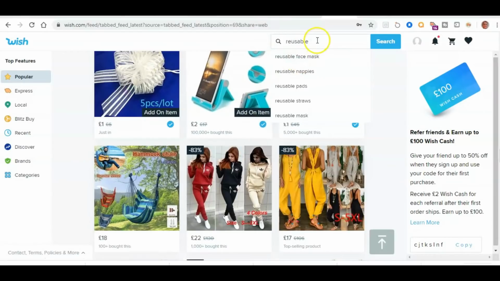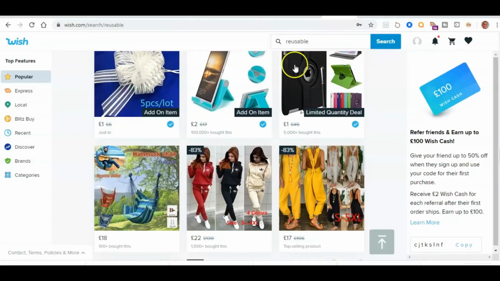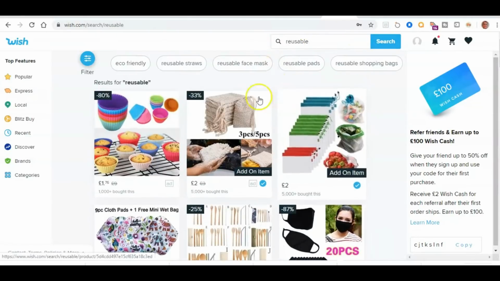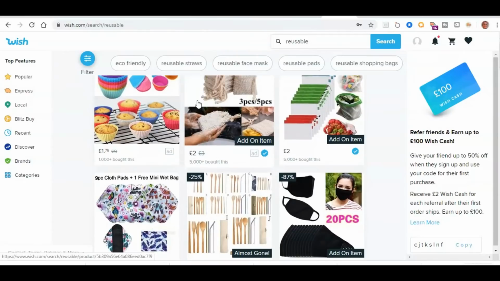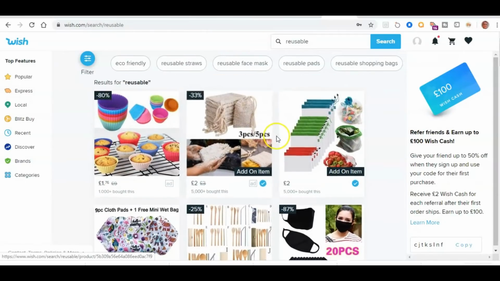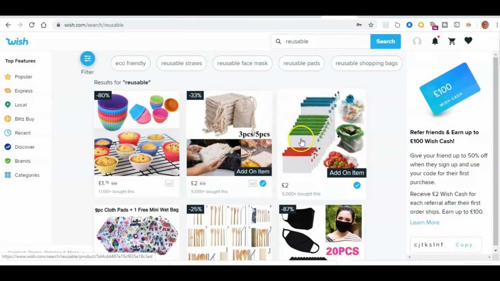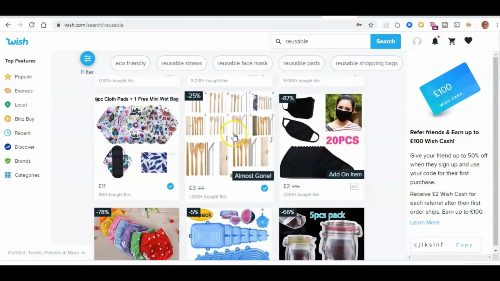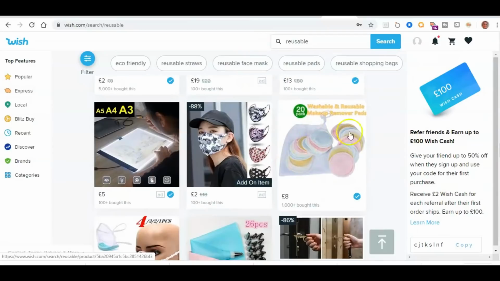So let's have a look. We've got reusable here. Let's just type reusable in there and search. Okay, so we've got these cloth items. We've got these bags here. I mean, they're incredibly cheap. There's some reusable cutlery here. There's some reusable makeup remover pads and washable remover pads, which are quite interesting.